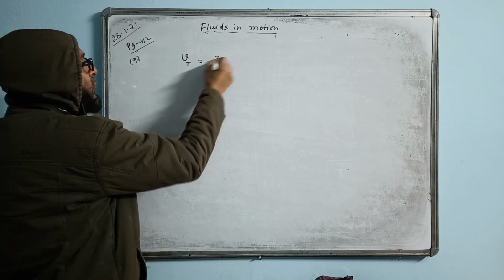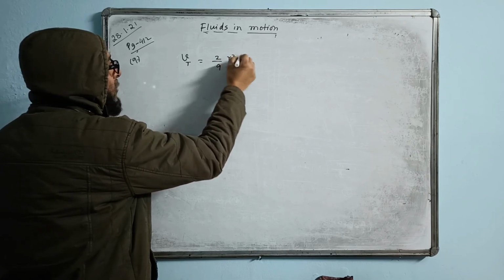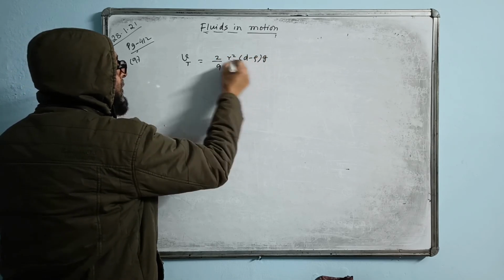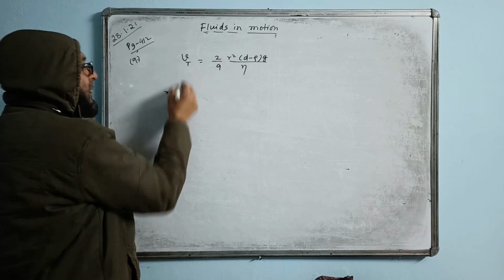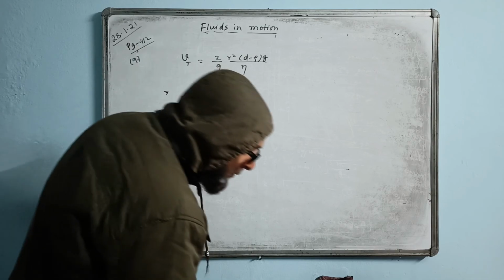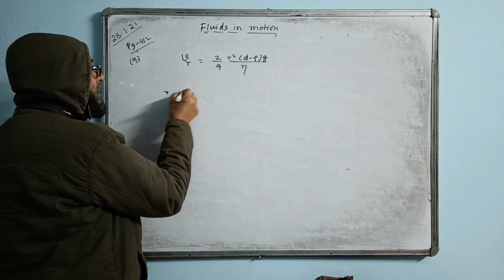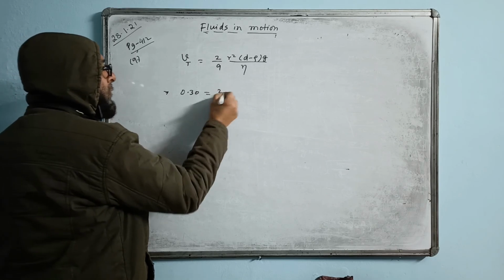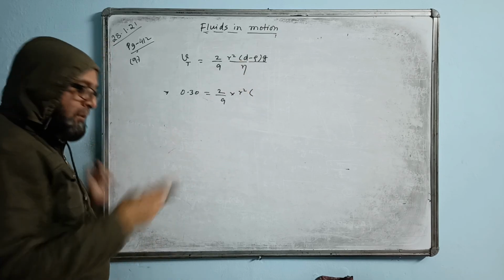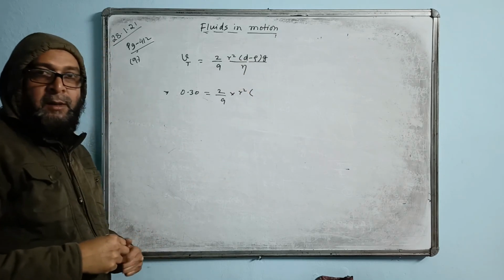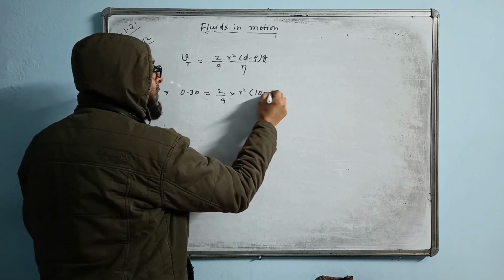The formula goes like this: v equals 2 by 9 R square (D minus rho) g by eta. We have to find the value of R. Terminal velocity is already given in the question, 30 centimeter per second, which in meters is 0.30. 2 by 9, as it is R square we have to find. D stands for the density of the drop. This drop is a raindrop, so we have to take the density of water. The density of water value is 1000.